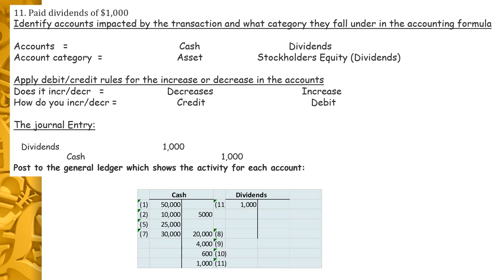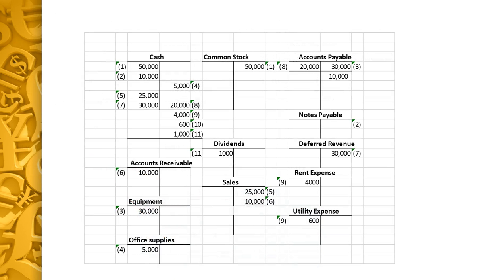Now, the last thing you want to do, now that we've gone through all of this, is this is what our general ledger would look like. We would have all these transactions. And this is what's going to appear in part 3.